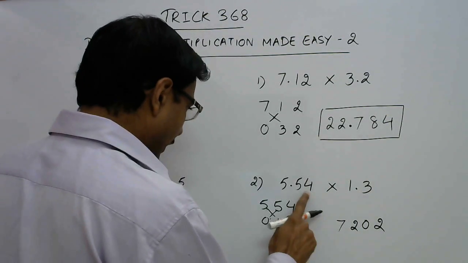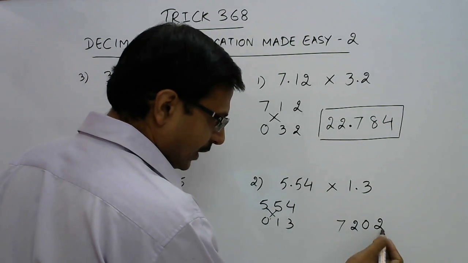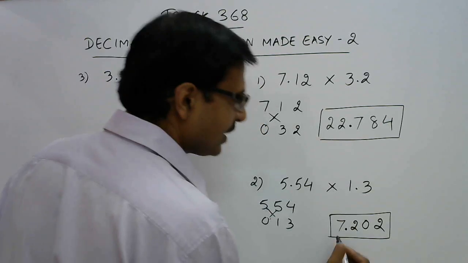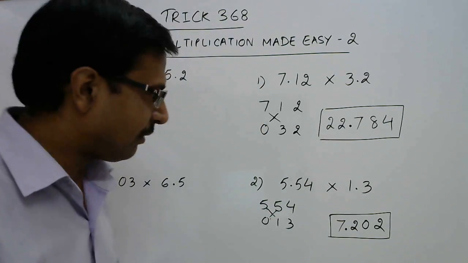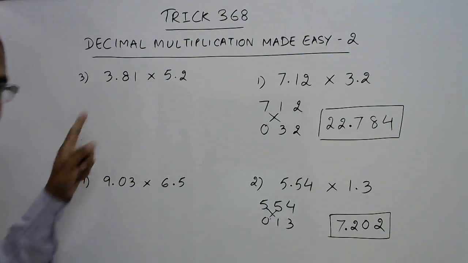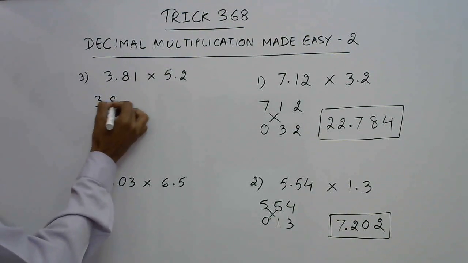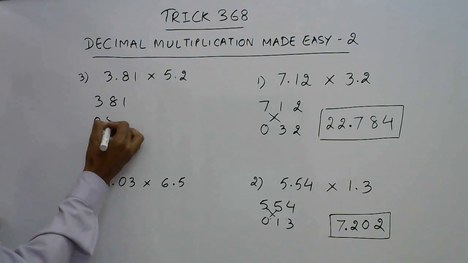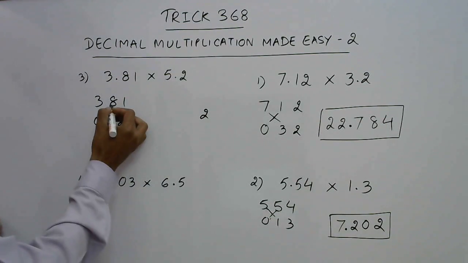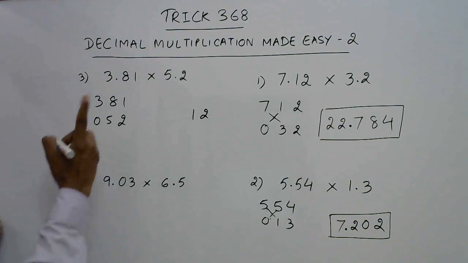1, 2 and 3 digits after the decimal places. So 1, 2 and 3, 7.202 is the required product of 5.54 and 1.3. Let's have one more. 381 and 052. So I'll do it quickly now. 2, 16, 21, 1, 2 carry.